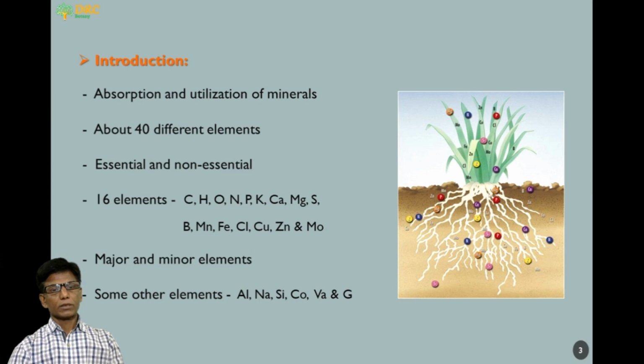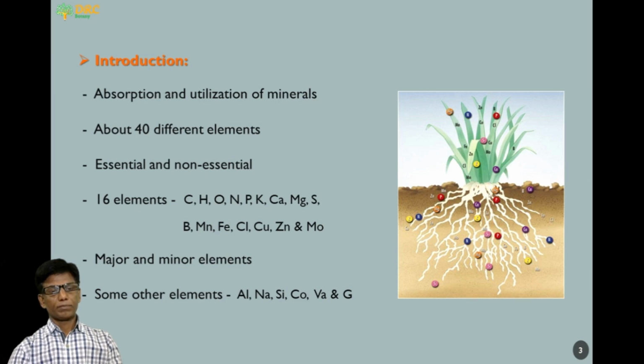Among these elements, some are required in large quantity, whereas some others are required in small quantity. Means, on the basis of their requirement in the plants, they are classified into two groups, that is major and minor elements. Now, we will see major and minor elements. The elements which are required in large quantity are called as major elements. The major elements are also called as either macro elements or macronutrients. The major elements are carbon, hydrogen, oxygen, nitrogen, potassium, phosphorus, calcium, magnesium and sulfur.